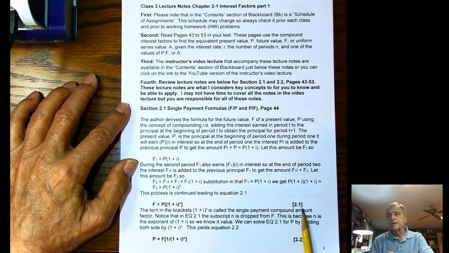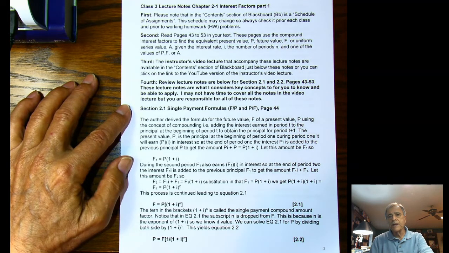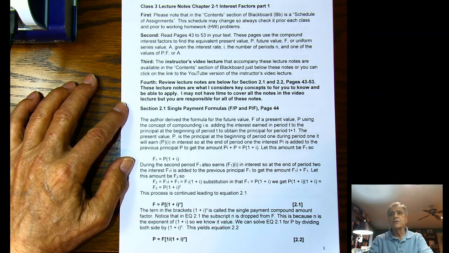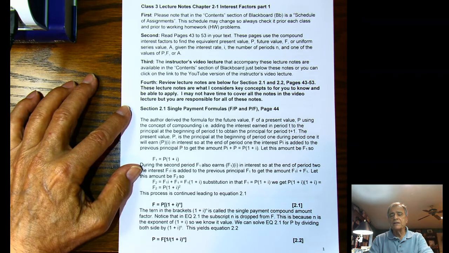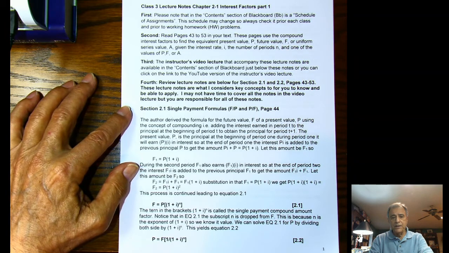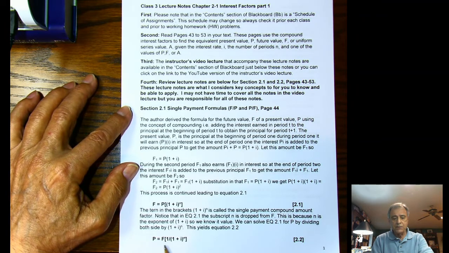So this is equation 2.1 in your textbook. Now, if you solve that equation and you want to go backwards in time, you have a future value, you want a present value, then basically you divide both sides of equation 2.1 by (1 plus I) to the n, and you get P equal to F times (1 plus I) to the negative n.